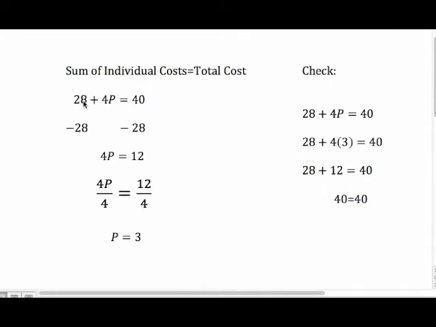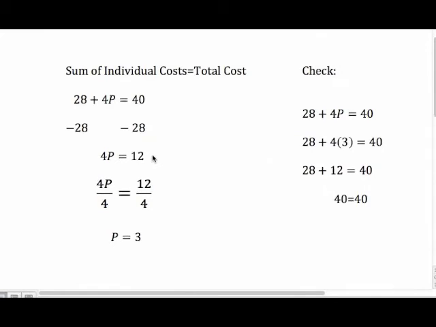Since the 28 is being added to the 4P, I need to subtract 28. If I do that to one side, I also need to do that to the other side since I need to do equal actions to both sides of the equation to keep the equation balanced. So if I do 28 minus 28, I get 0 over here, and 40 minus 28, I get 12 over here. So now I have 4P equals 12.